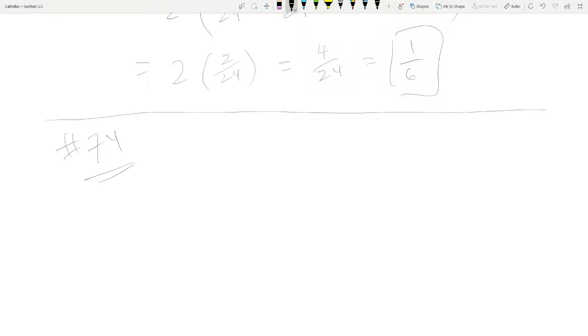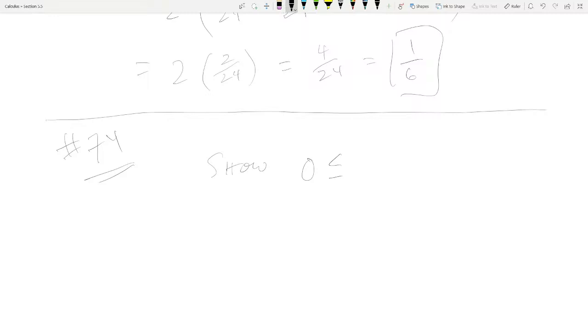Number 74. Here we go. We're starting to get into these problems that say verify and show that and prove that and estimate, all the words that just make you nervous. So in this one here, our goal is to show this.